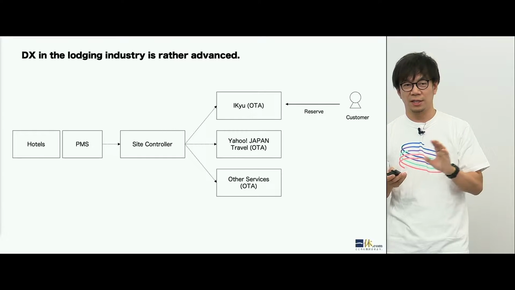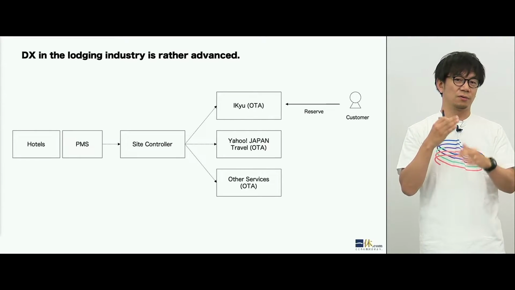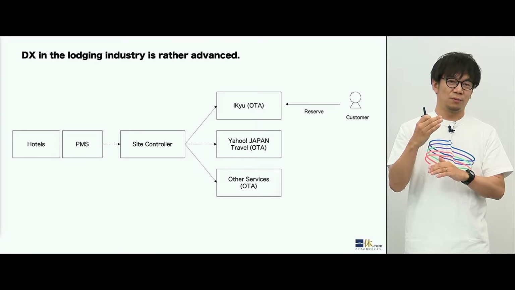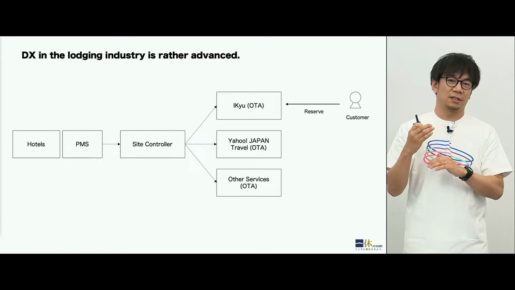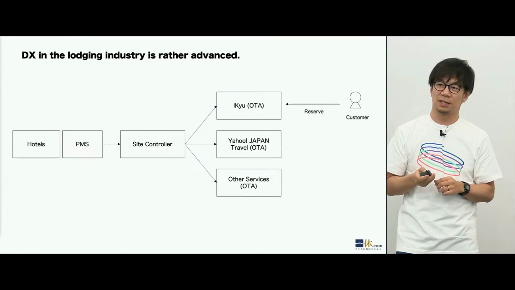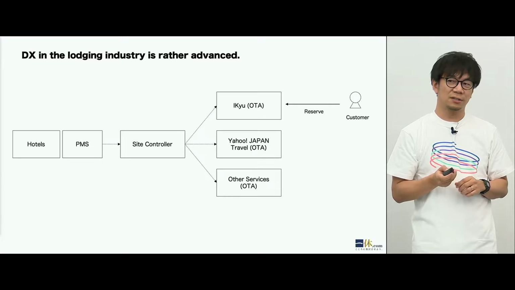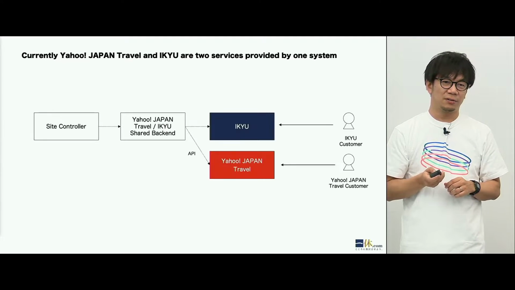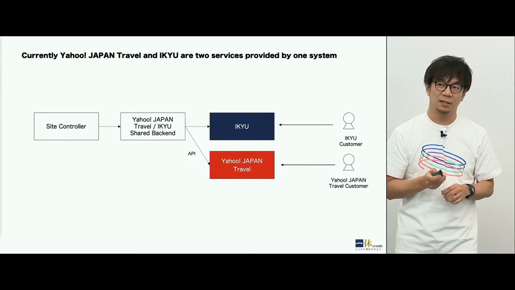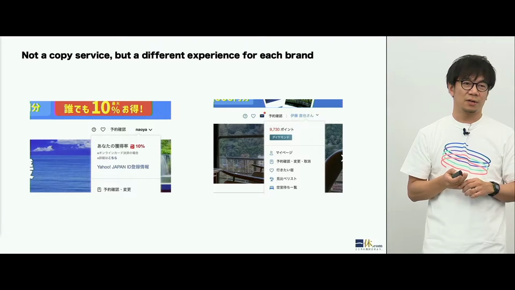But using this API, the inventories are actually shared, that information is shared, and there's no overbooking happening as a result, and still we can receive reservations. And so this industry is very much digitalized already. And then the two systems have been integrated, and I will go deeper on that.